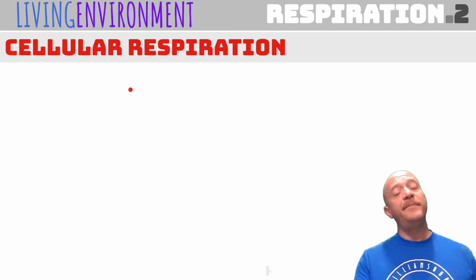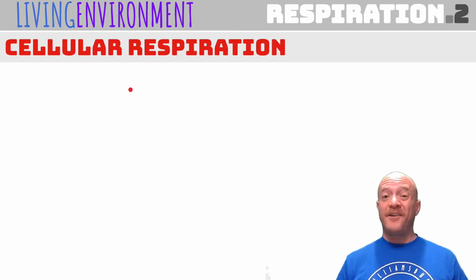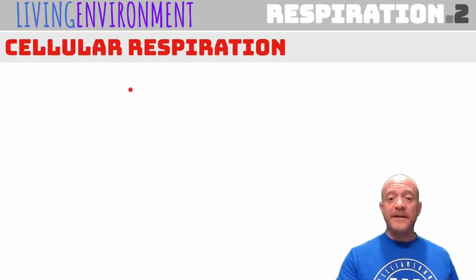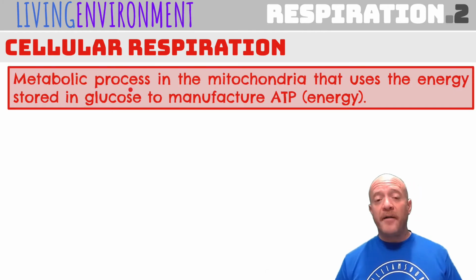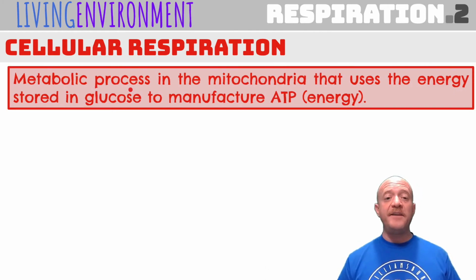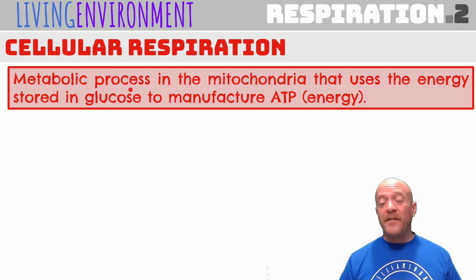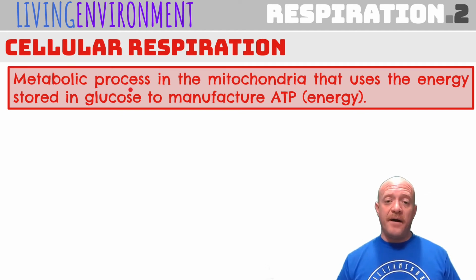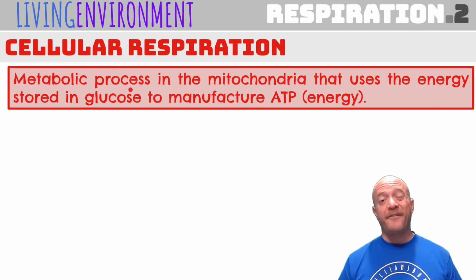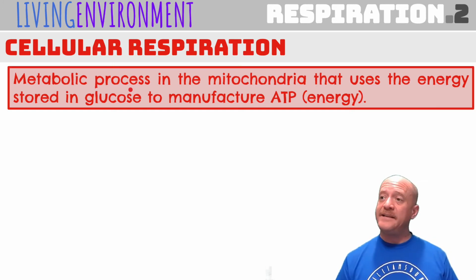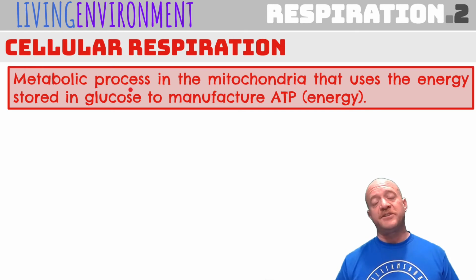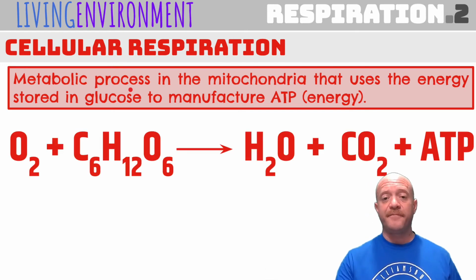Now why? Because we want it for cellular respiration. Cellular respiration is the metabolic process in the mitochondria that uses the energy stored in glucose to manufacture ATP. And ATP is energy. ATP is actually a molecule that contains a lot of bonds, and the bonds have stored energy. But for our purposes, whenever you see ATP, you can also just use the term energy.